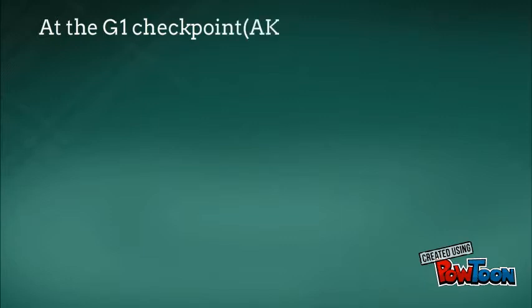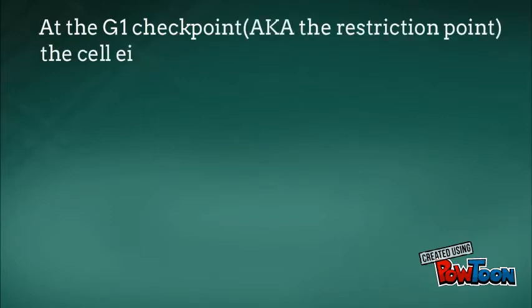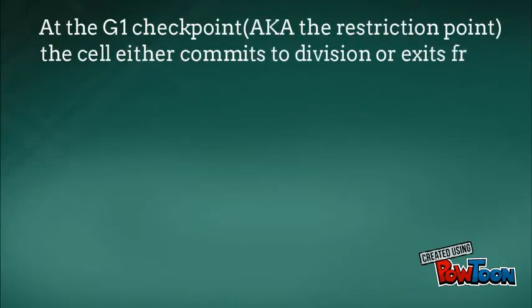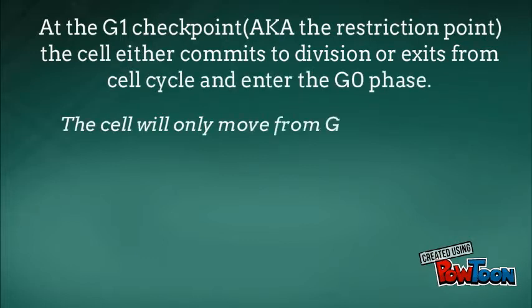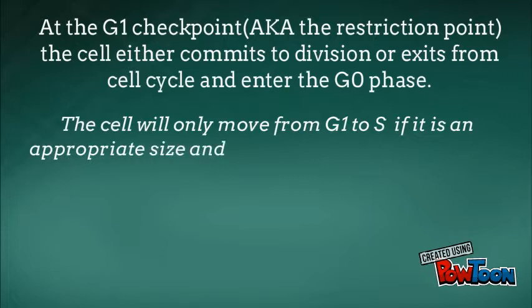At the G1 checkpoint or restriction point, the cell either commits to division or exits from the cycle and enters the G0 phase. Then, the cell will only move from G1 to S if it is an appropriate size and has adequate energy reserves.